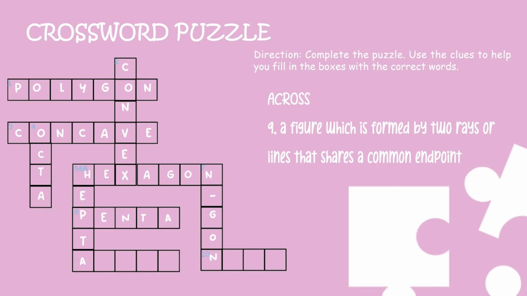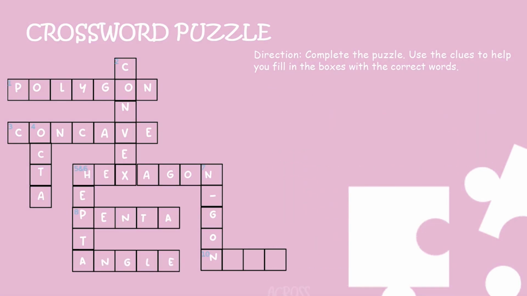Second to the last, number nine, across: a figure which is formed by two rays or lines that share a common endpoint. What is that? Correct. It is an angle. Very good. Last one, across: number ten is the prefix of a nine-sided polygon. What's the name of the nine-sided polygon? It starts with the letter N. That's our only clue. Correct. Perfect. It is a nonagon. The prefix is nona.